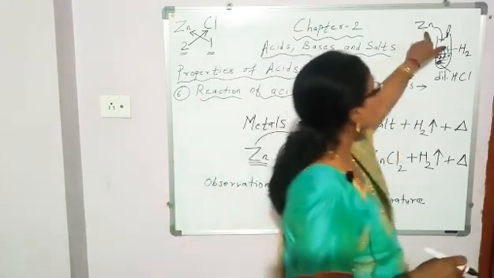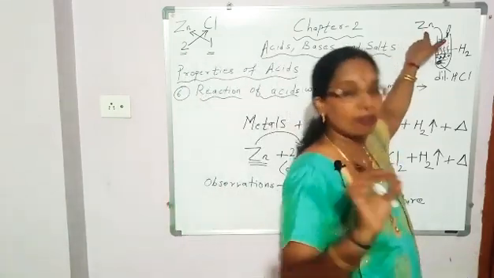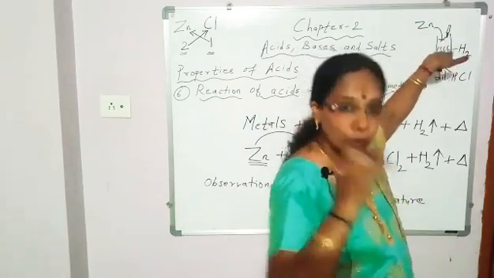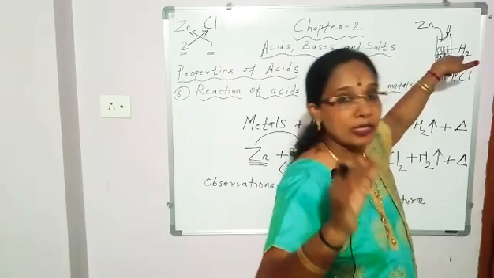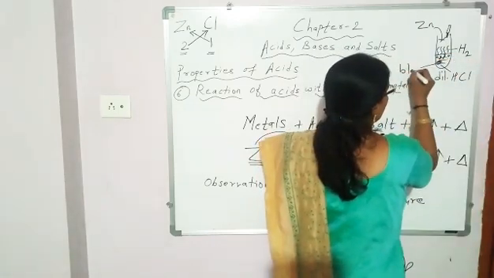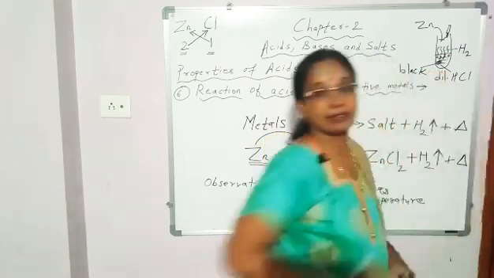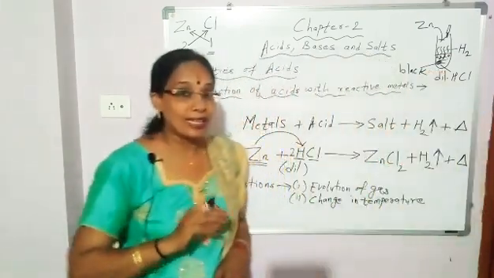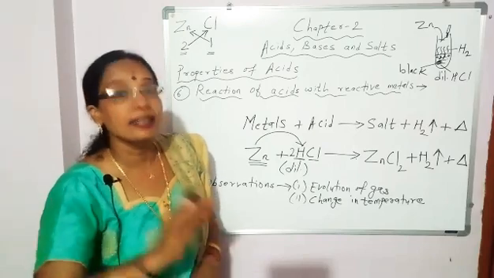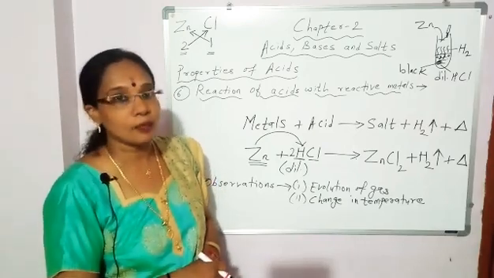Now, one more observation is there. What I said, what is the color of zinc? Silver color. When the reaction continues, what you observe? The color changes to black. Zinc metal turns black. So, what is your third observation in this reaction? Change in color. What is the third observation?